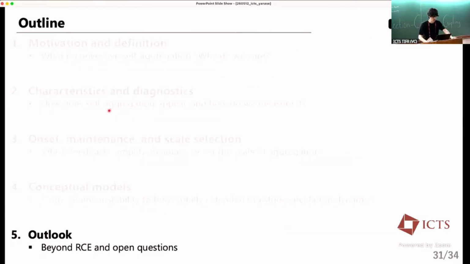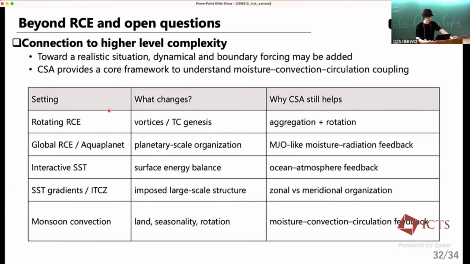So finally, we briefly look at the outlook. RCE is a very simplified framework, and we can step forward to more realistic situations by imposing dynamical and boundary forcing. For example, if we add some rotation effect, we can think about vortex dynamics and TC genesis dynamics. And also, if we think about the planetary scale, RCE or aquaplanet simulation, we can connect the self-aggregation studies to MJO-like, more large-scale disturbances.